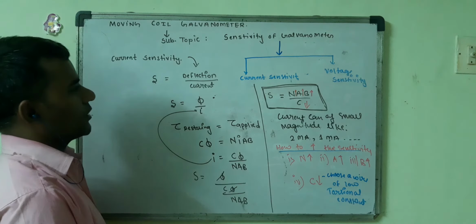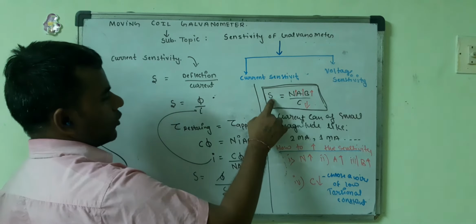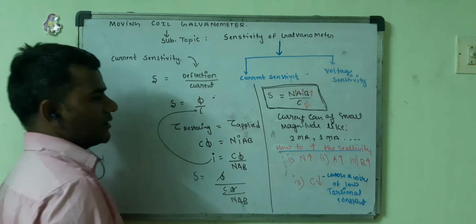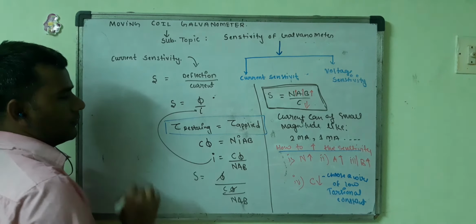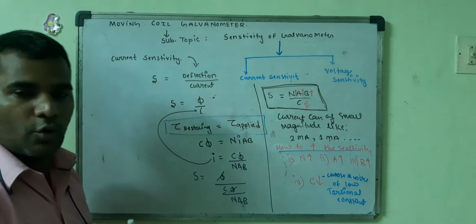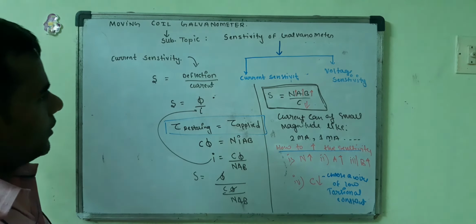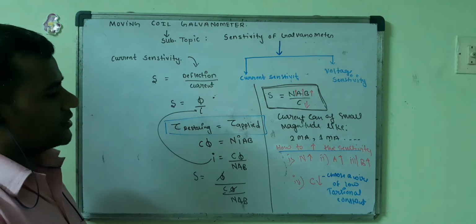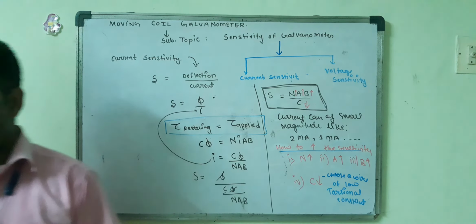So this was about the current sensitivity. We can remember this formula. Instead of remembering it, it is very easy to derive it. We have seen this while we were discussing the moving coil galvanometer. Second thing, we want to define voltage sensitivity. That also we can define.